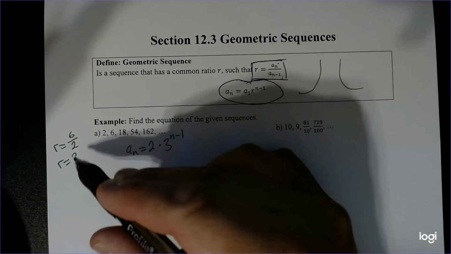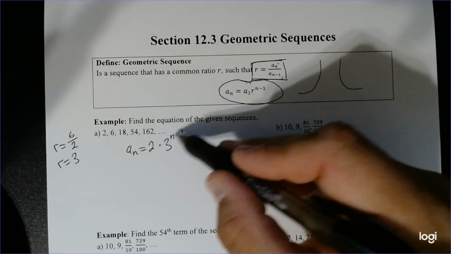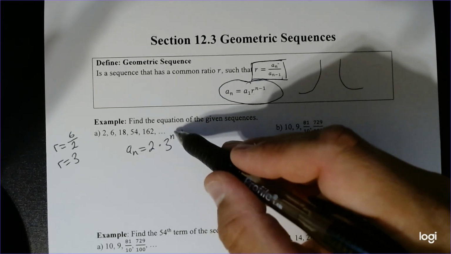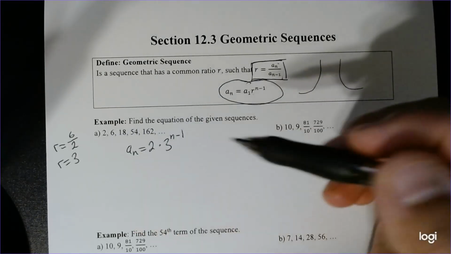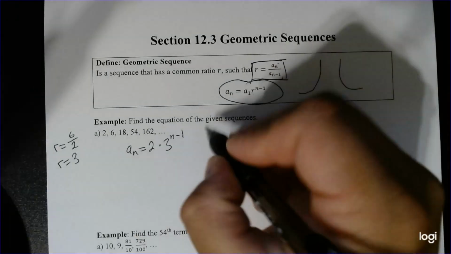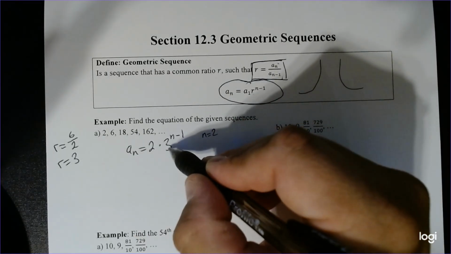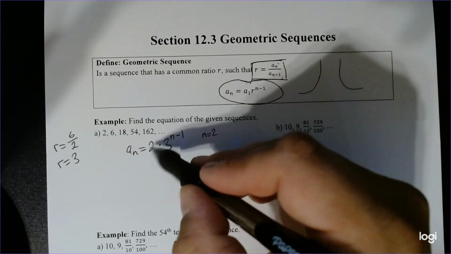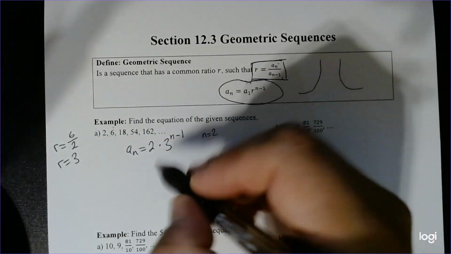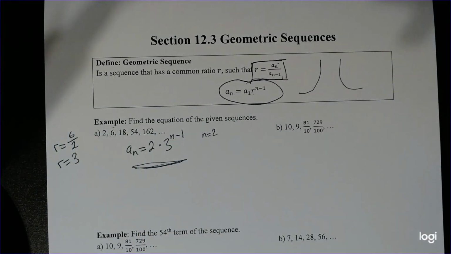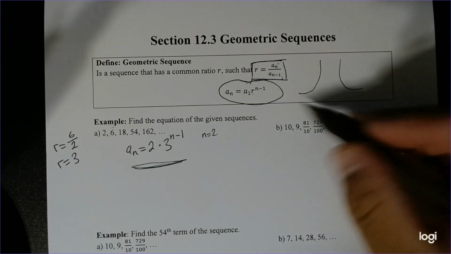Now that makes sense, right? If n is 1, this becomes 0, so 3 to 0 is 1, times 2 is 2. If n is 2, 2 minus 1 is 1, 3 to the 1 power is 3, times 2, 6. So it does actually work to be an exponential. Okay, so we'll just keep going from here.